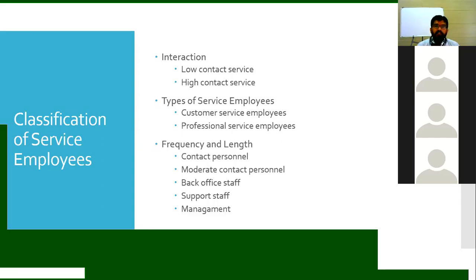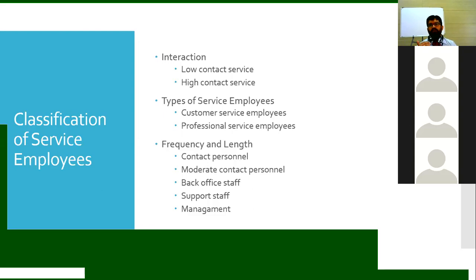Next one is types of service employees. Here we talk about customer service employees and professional service employees. Now customer service employees, they are a bit technical. Not expert technically, but they have technical knowledge, and that is how they provide service. Like let's say a retailer. A retailer provides services, that is customer service.